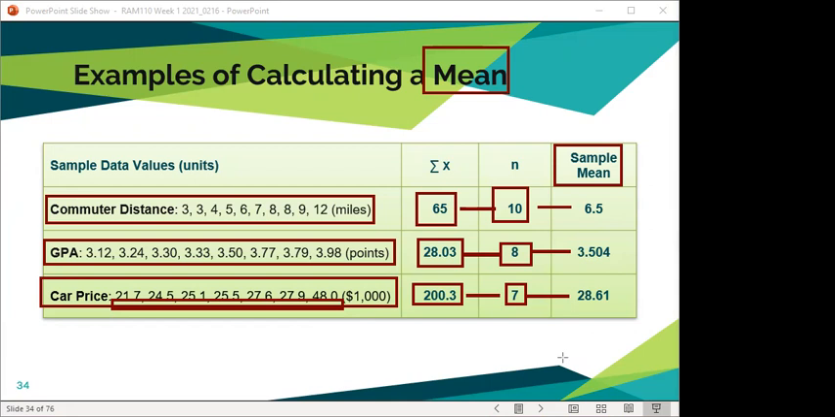Now, something to point out, significant digits or levels of accuracy. Notice that in the raw data here for commuter distance, there were no decimals, but in the sample mean, there is a decimal. This is very common. When you calculate an average, it's very common to use one decimal place more accurate than the original data. So is it a rule?